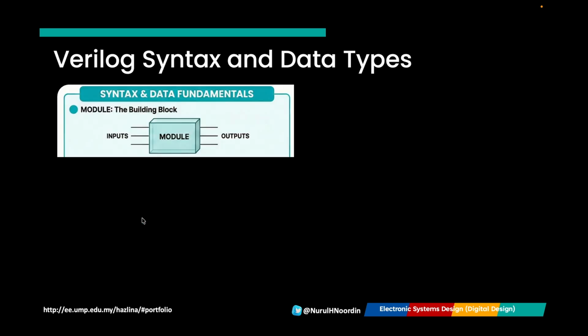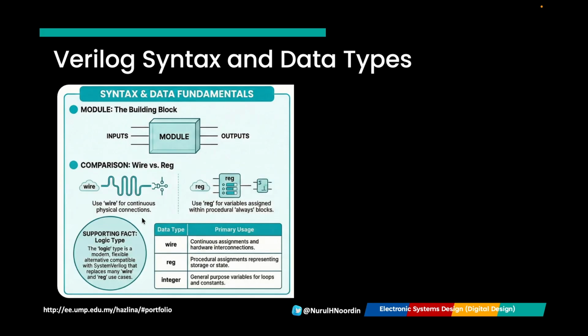Now that we have chosen Verilog to proceed, let's explore its essential building blocks. Every Verilog design is encapsulated inside a module and ends with an endmodule statement. Within these modules, data flows into specific variable types. The two most common are wire and reg. A wire is used for continuous assignment. Think of it as a physical wire connecting logic gates. A reg, or register, is used for procedural assignment inside always blocks to hold values. You also have types like integer, real, and logic.